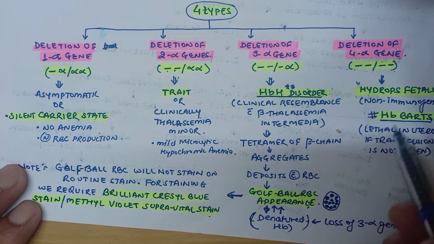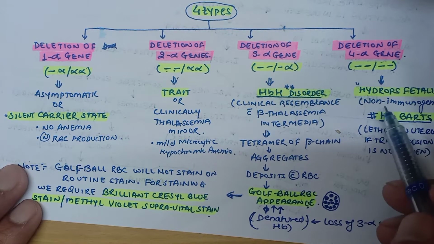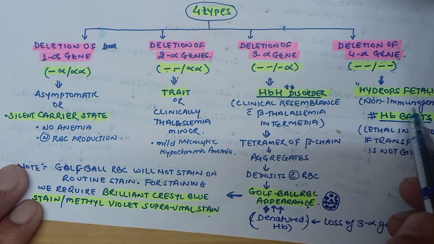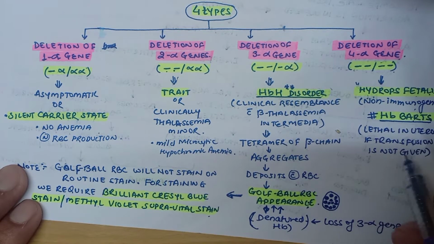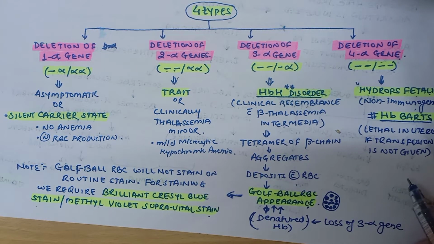Now coming to deletion of 4 alpha genes, where all the genes will be deleted. This will result in Hb Bart, and this will cause hydrops fetalis. Hydrops fetalis is non-immune, and it is lethal in utero if transfusion is not given.